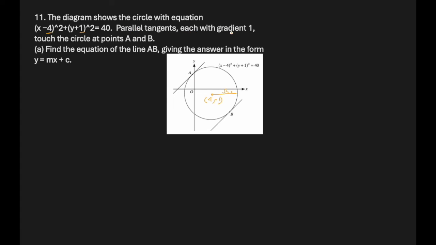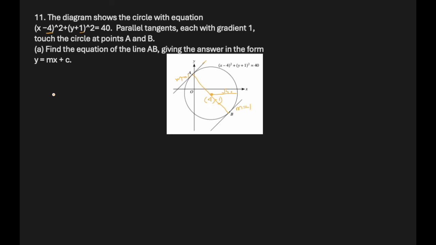Parallel tangents, each with gradient 1. Okay, so m is equal to 1, drawn at points A and B. Find the equation of the line AB, this line AB, and this will pass through the center for sure, because the tangents are parallel on the opposite sides of the diameter. That's what I can say. Find the equation of line AB, giving the answer in the form y equal to.